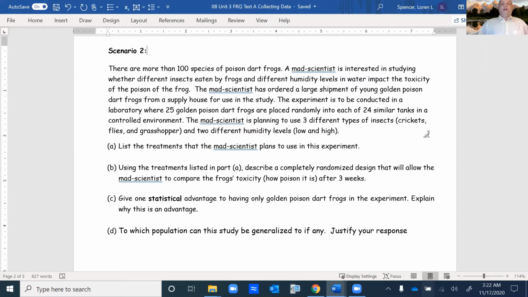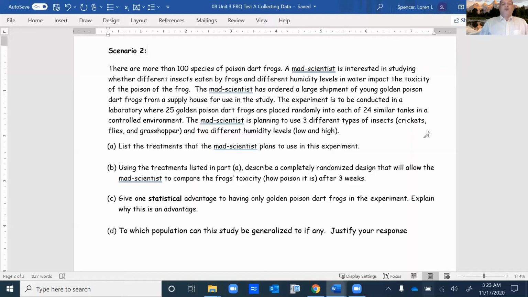So I have 6 different treatment groups, and I have 24 tanks. So 24 divided by 6 means I'm going to have the same treatment group occur 4 different times. So 4 of the tanks will have the crickets with the low humidity, 4 will have the crickets with the high humidity, etc., until we have 4 grasshoppers with the low humidity and 4 grasshoppers with the high humidity. Anyway, I needed to list all the treatments, and I just mentioned them all.